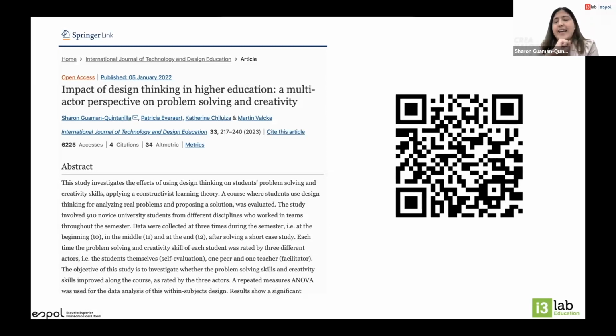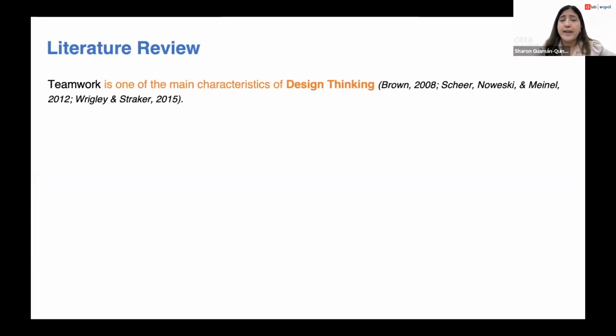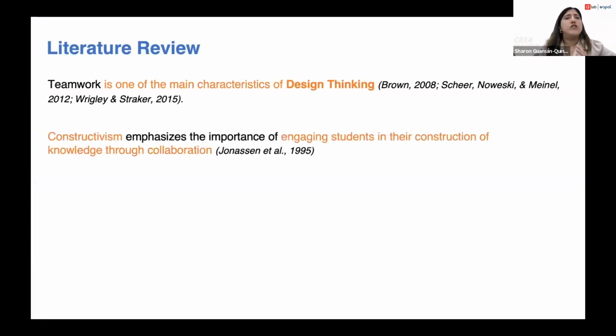And the next study, the last one that I'm going to present to you, is about teamwork. It was performed in the same semester that I just mentioned in this paper, but it was important for us to separate because problem solving and creativity in a way overlap, but teamwork is another thing. So this other study focused on the teamwork skills results of our students as a result of our design thinking course. Again, teamwork is one of the main characteristics of design thinking.